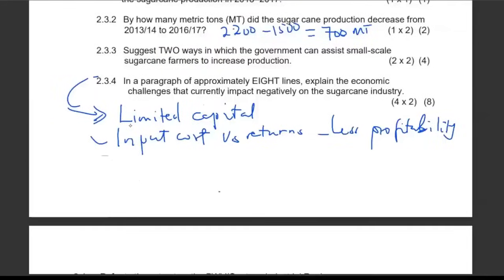Then you can also look at insufficient protection.